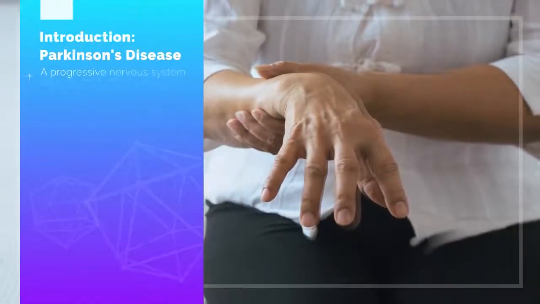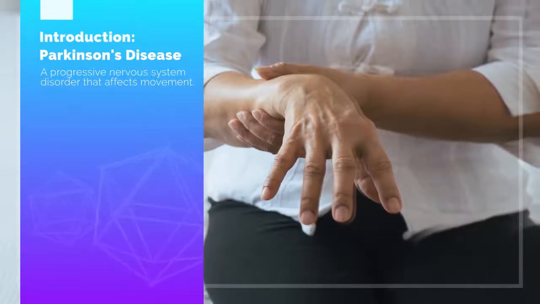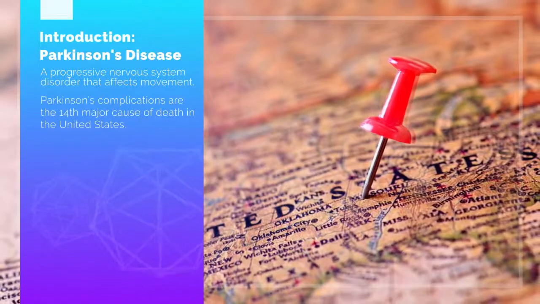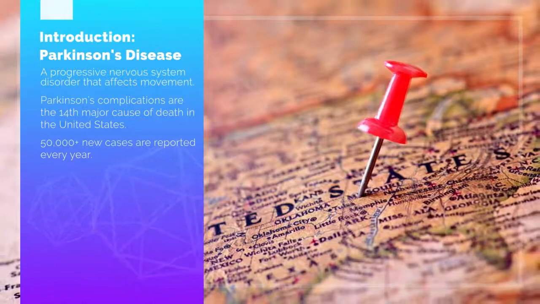Parkinson's disease is a progressive nervous system disorder that affects movement. It is reported that complications due to Parkinson's are the 14th major cause of death in the United States, and more than 50,000 new cases are reported every year.